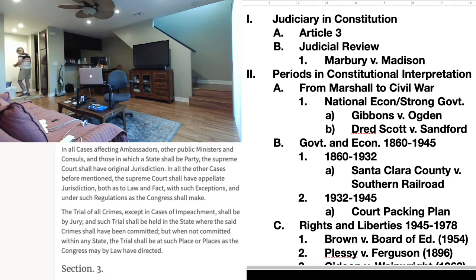So, find out on your own. Who were the five people involved in Marbury versus Madison? What was the case about? Why was Marbury suing Madison? How was the case decided? And how did the Supreme Court acquire judicial review from it? Okay?